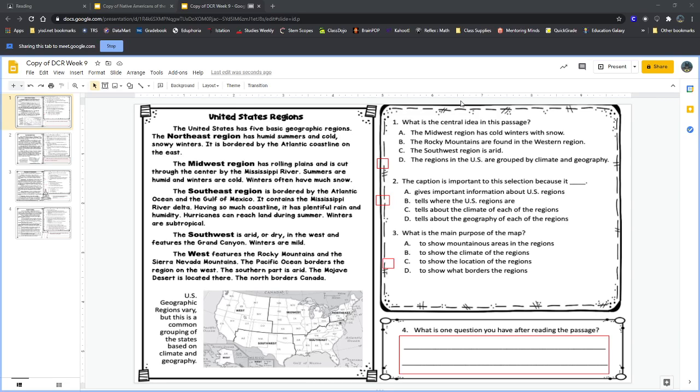Question number 1. What is the central idea in this passage? They want to know like the main idea. What is this passage all about?